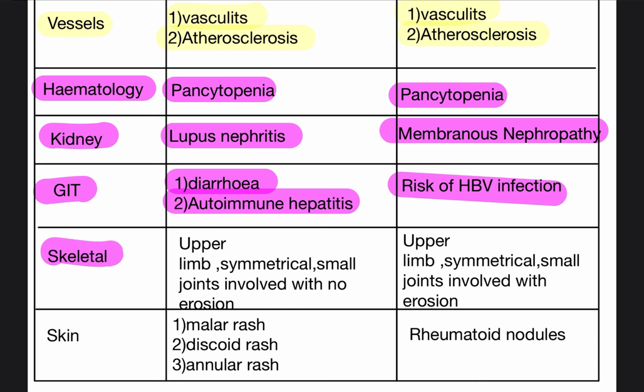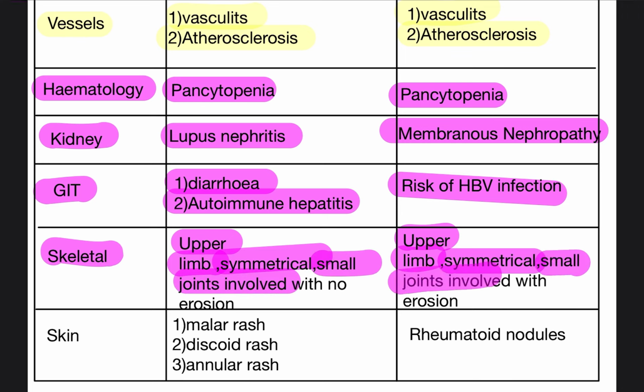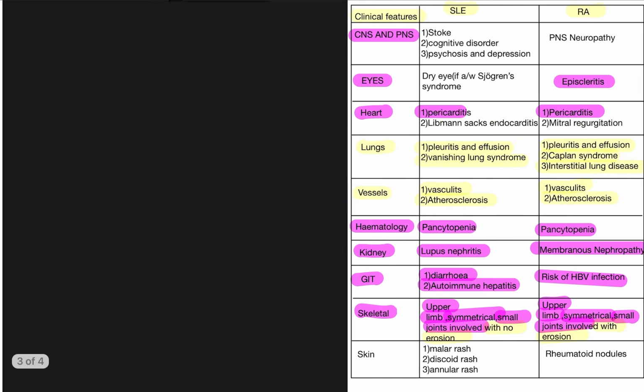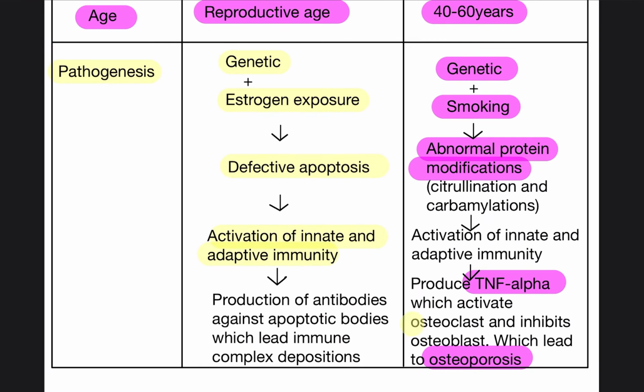Now skeletal manifestation. In SLE, the upper limb is involved, and in rheumatoid arthritis, the upper limb is involved. Then in SLE, symmetrical joints, and in rheumatoid arthritis, it's symmetrical. Then in SLE, small joints are involved, and in rheumatoid arthritis, again small joints are involved. Till this point, everything is the same in SLE and rheumatoid arthritis. So what is the catch point? In SLE, there is no erosion of bones, but in rheumatoid arthritis, there is erosion of bones. Why is there erosion of bones? We just now studied there is activation of osteoclasts and inhibition of osteoblasts. Okay, we got this point, no?